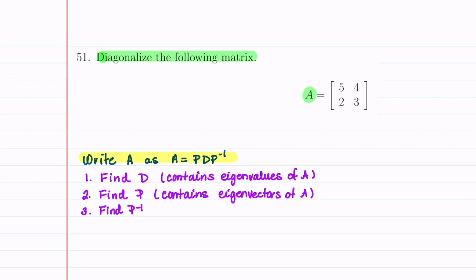Our first step is going to be to find D. Our matrix D is a diagonal matrix that contains the eigenvalues of matrix A. Then we're going to find matrix P, and our matrix P contains the eigenvectors of matrix A. And then lastly, we'll just compute P inverse, and then we'll write all three of them side by side.